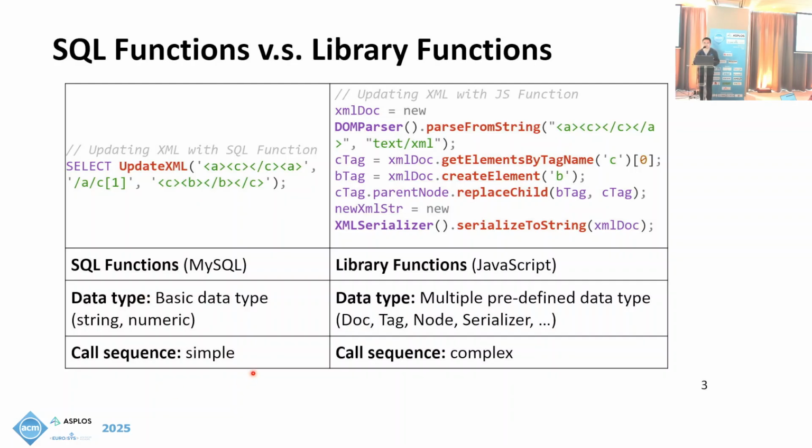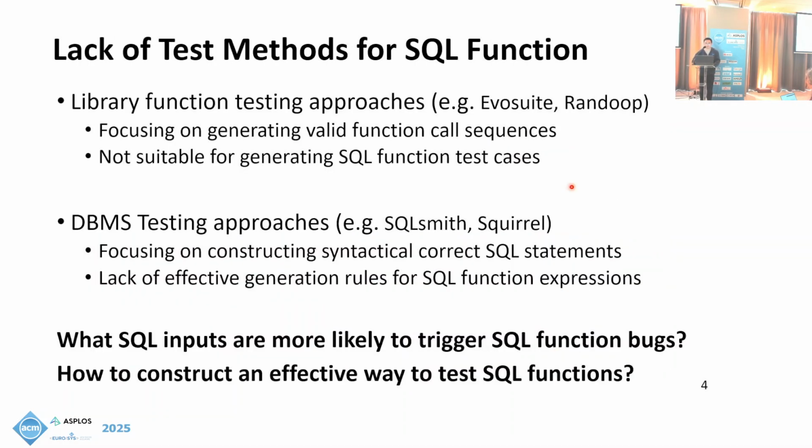It's only one statement. Instead, library functions in programming languages usually contain multiple predefined data types, like here, and the call sequence could be complex due to the dependency between function calls and variables. So, general-purpose library function testing tools generate valid function call sequences between different functions to satisfy their dependencies.